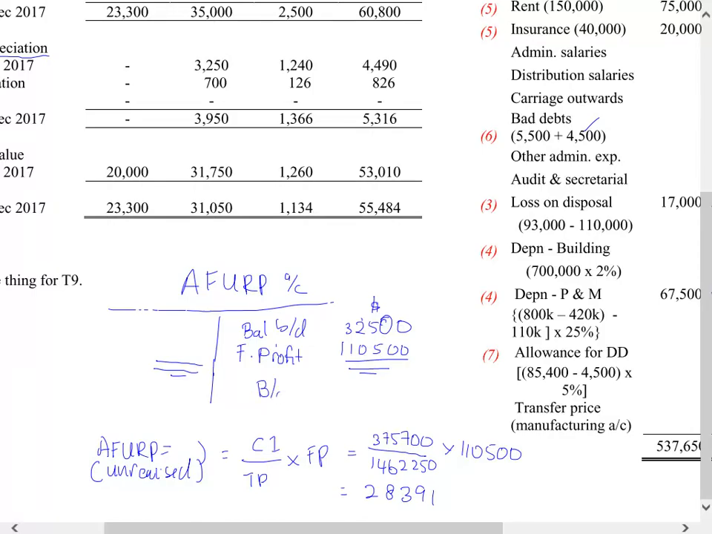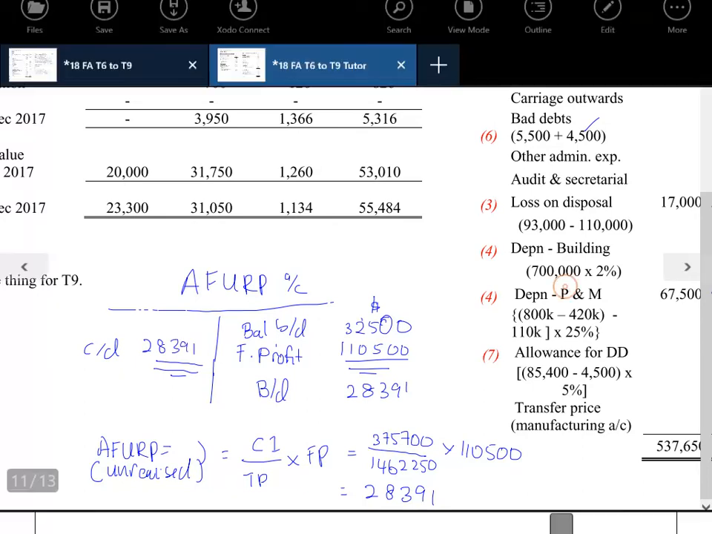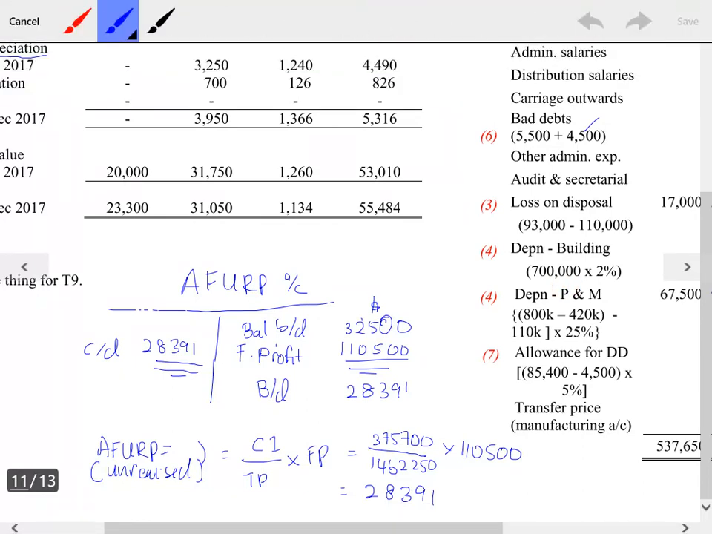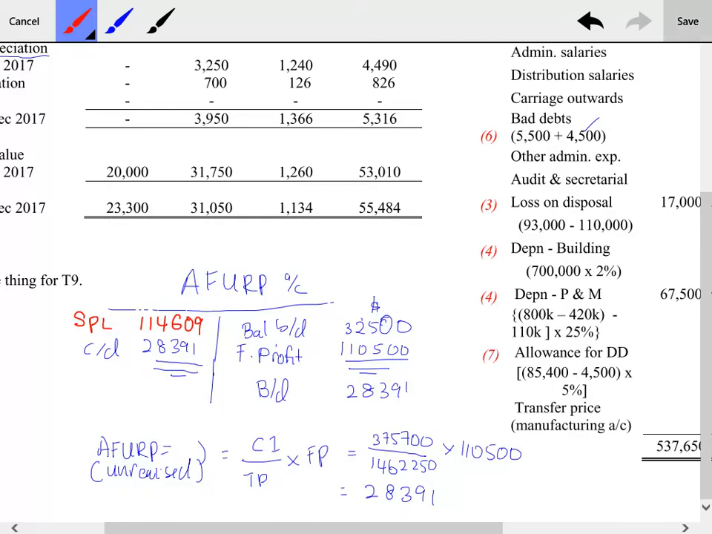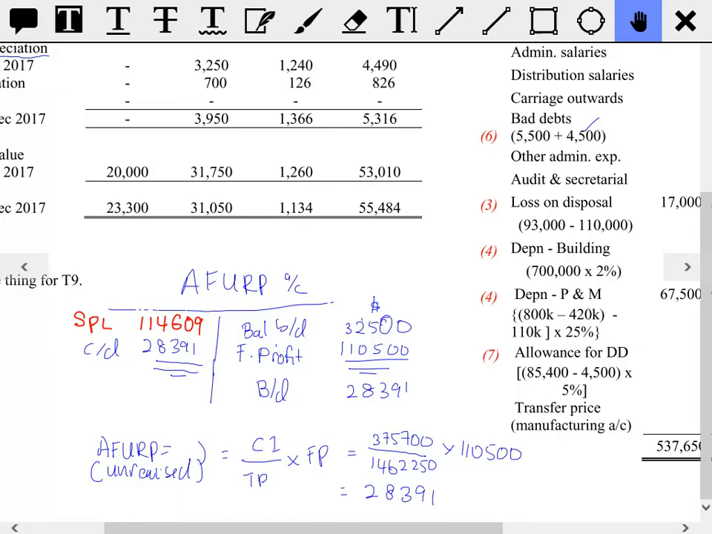Put it here. This one will be carried forward to next year. Unrealized. So how much is realized? Never mind, I'll give you here. 114,609. Where will this 114 go to? Other income. After gross profit.